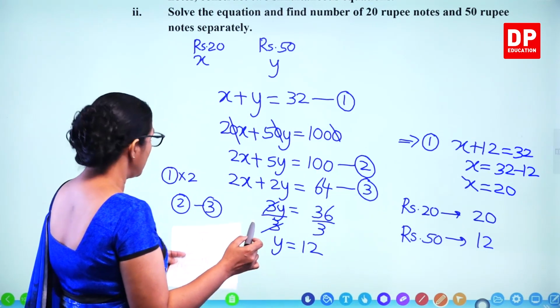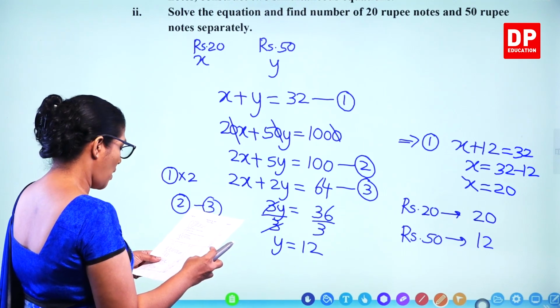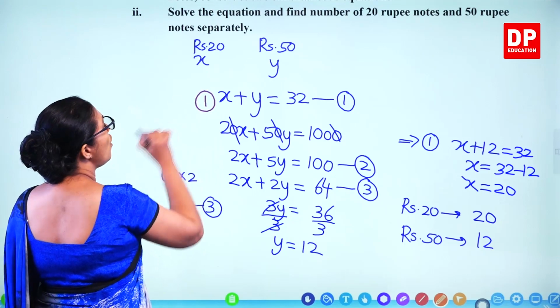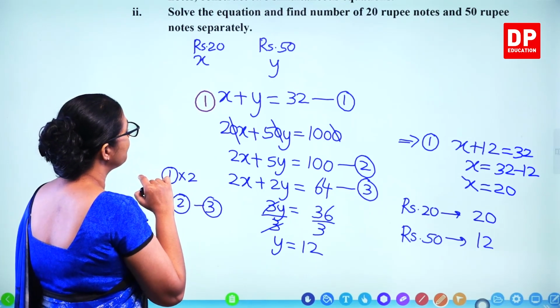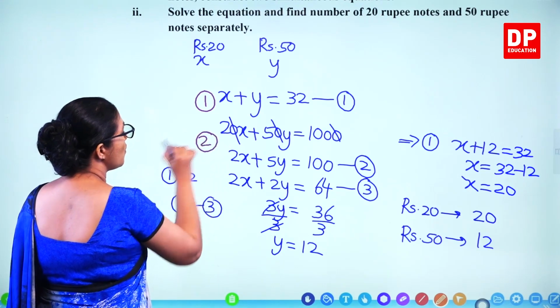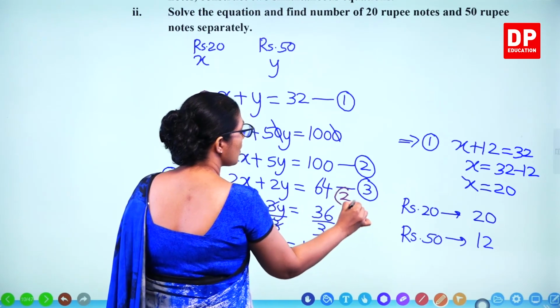So we'll give marks for that. X is 20 and Y is 12. So you get 7 marks. 1 mark for this equation, and we'll give 2 marks for the other equation. Then solving, 2 marks.